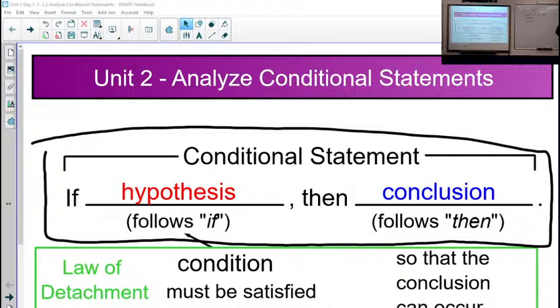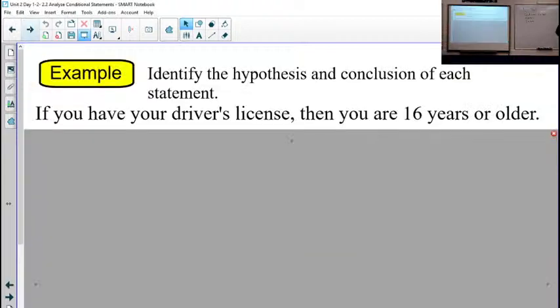So let's take some examples here. The shorthand for the hypothesis and conclusion is that the hypothesis is going to come after the if in the sentence, and the conclusion is going to come after the then in the sentence. That's how you find the hypothesis and conclusion. If you have your driver's license, then you are 16 years or older.